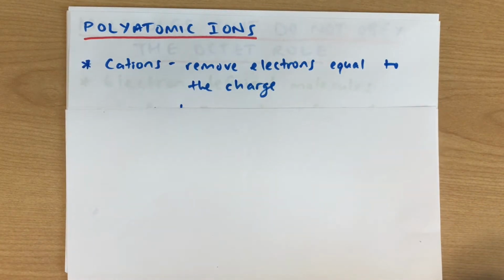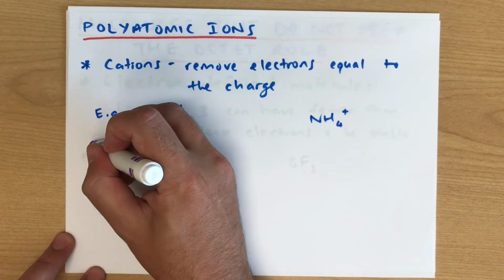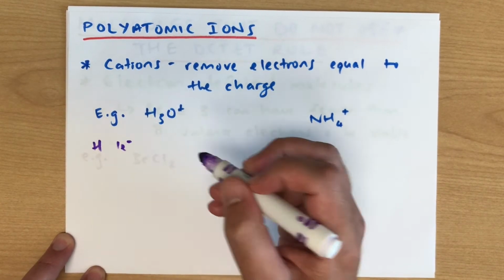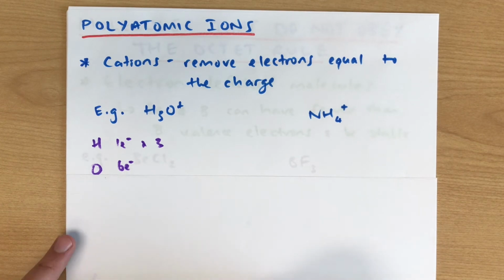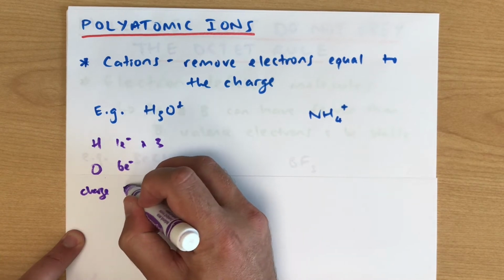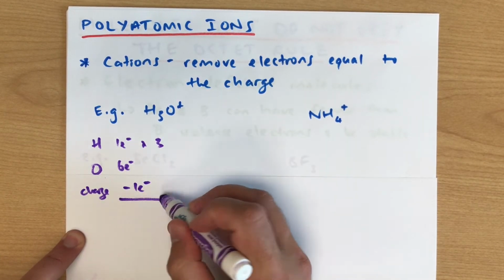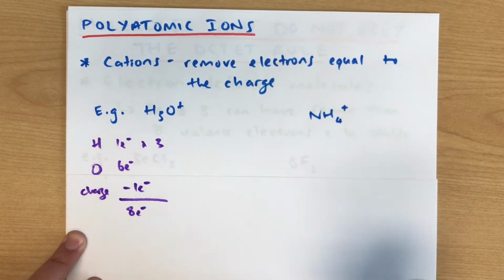Now having a look at cations. Cations, we remove electrons equal to the charge because cations have lost electrons to have their positive charge. Let's have a look at these 2 examples. H3O plus. H has 1 valence electron and there's 3 of them. Oxygen has 6 valence electrons, and due to the charge we need to remove 1 electron. So there's 3 plus 6 is 9, but take away 1 leaves us with 8.